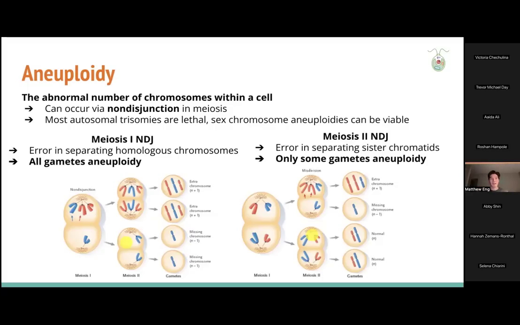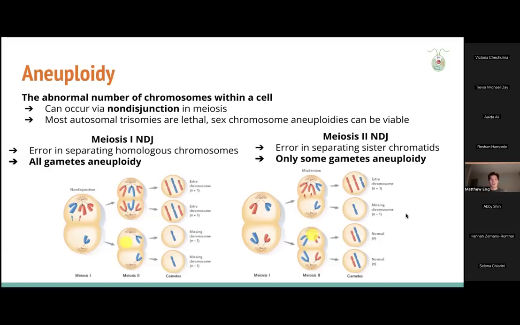This can happen via non-disjunction, and that's basically just saying that there's a mix-up or an error in the separation of those chromosomes in the cell itself. One thing to point out is that most autosomal trisomies are lethal. So if we have trisomies or extra chromosomes in our body cells, then that can be lethal or fatal to an individual. But with sex chromosomes, aneuploidies can be viable. So if we have two X's and a Y, or three X's, or just a singular X chromosome, those can still be viable. A person can still live with those non-disjunctions or separations.